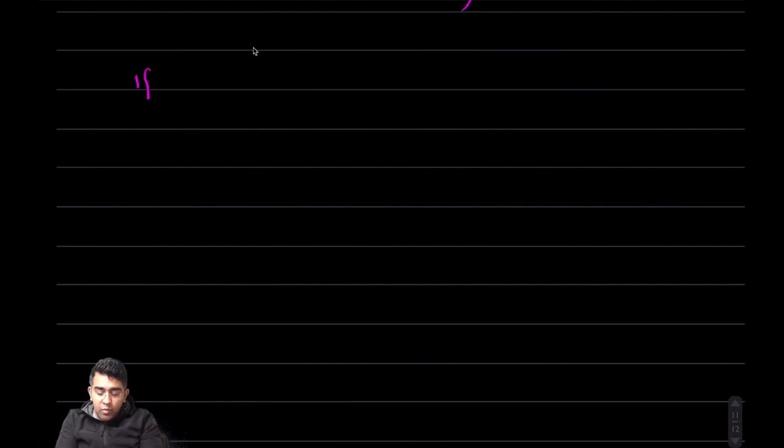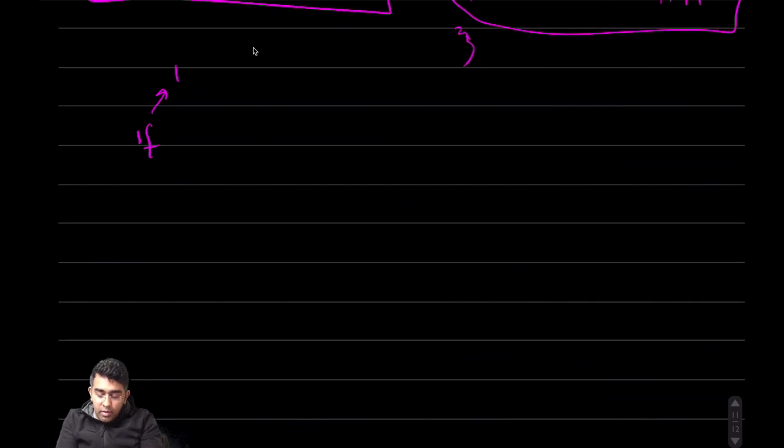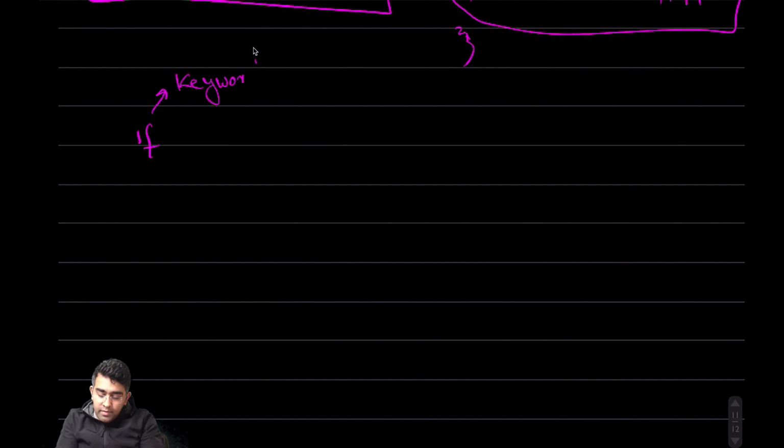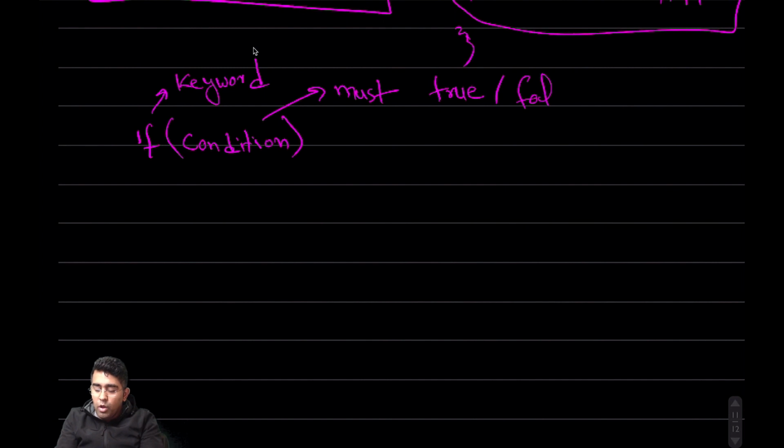So we start with if, which is a keyword. Let me write that on the top. Let me change the color to something like orange, since that's a keyword. And then we use parentheses. The parentheses will take the condition, which is a kind of logic. It could be like 5 greater than 5, or 5 is lower than 10, or 10 is greater than 5. You will write a condition here. Any logic which will return true or false. So this must return true or false. Then we use the block of code.